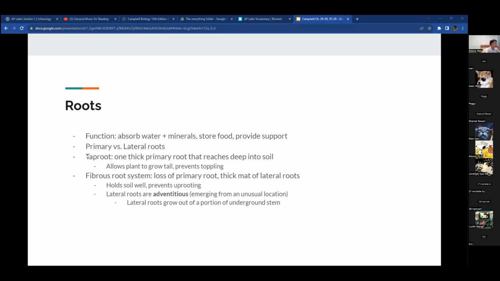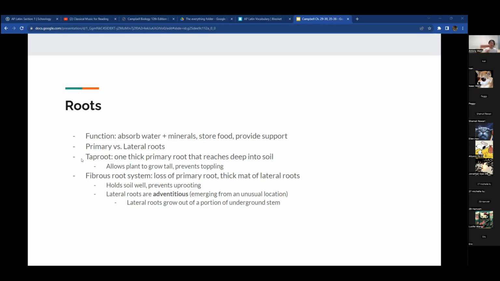And then here are two different types of root systems. The first is called a taproot. So a taproot is basically a root structure where the primary root will grow very thick and extend deep into the soil. This is generally found in very tall plants, because this taproot system will provide support against toppling over of the plant.